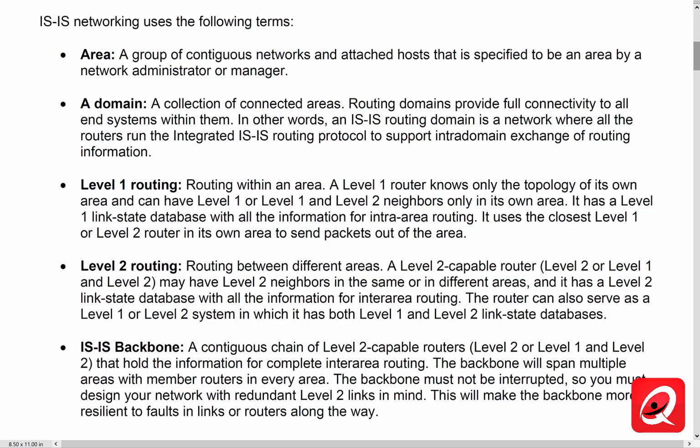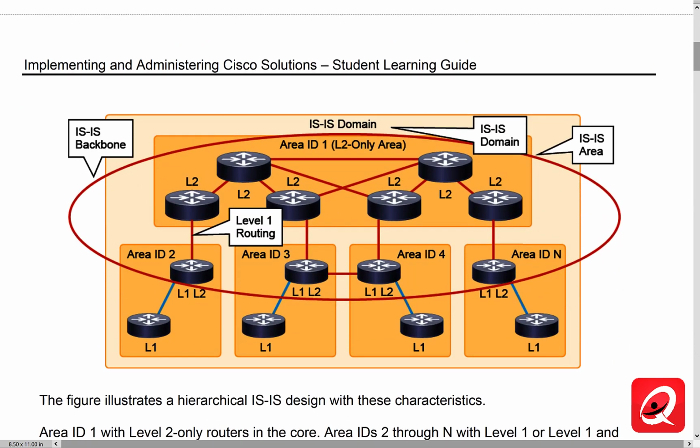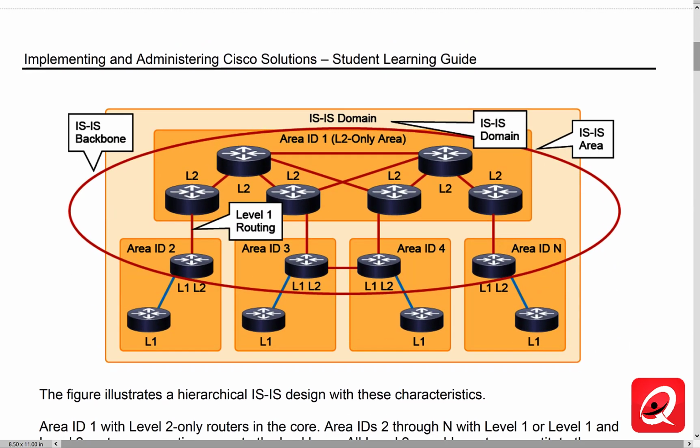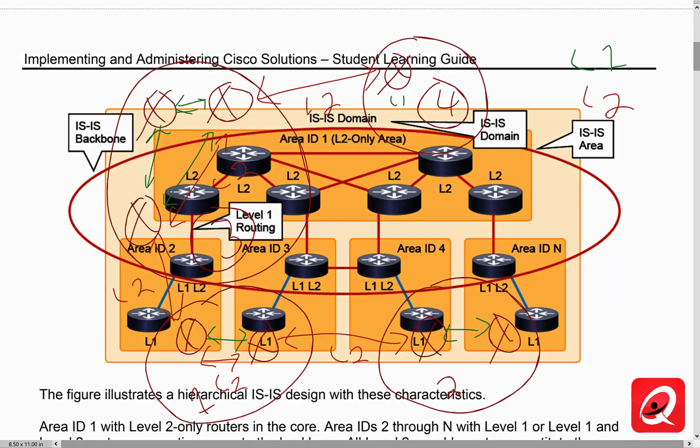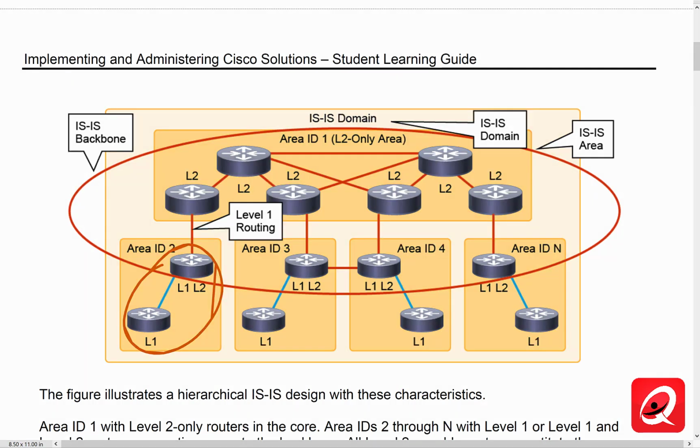All right. The IS-IS backbone, like I said, is a contiguous chain of level 2 capable routers. We have a diagram here that describes that. In this case, we see area ID number 2, which has two level 1 routers that are going to exchange routing information in that area, right? That's our level 1 adjacency.